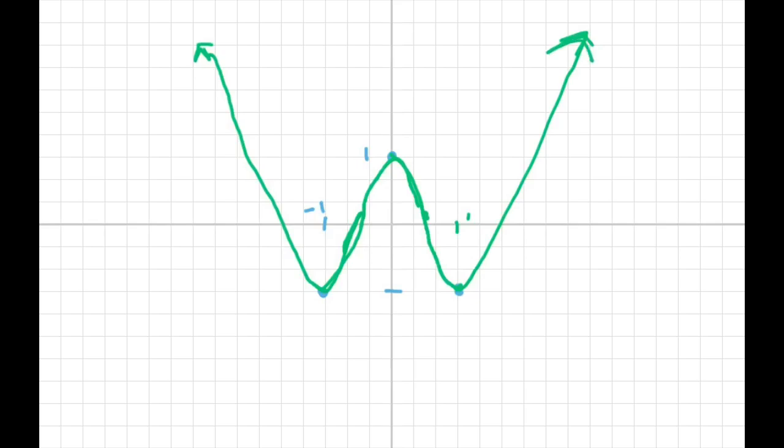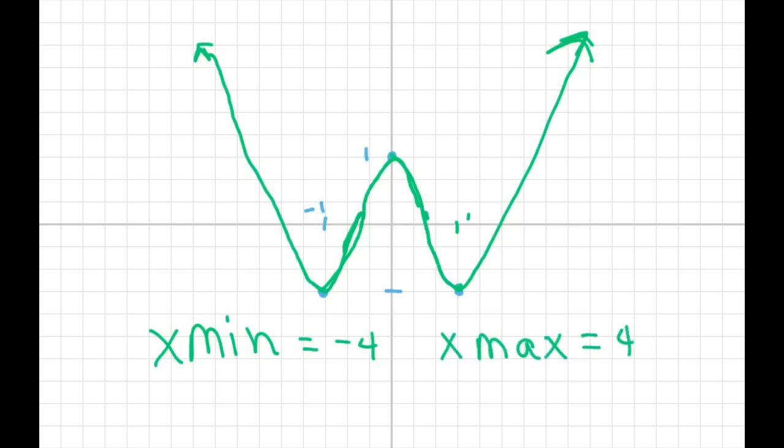If you do this in the calculator, you can just set your graphing window to x min equals negative 4 and x max equals 4, and set your y min to equal negative 6 and your y max equal to 6.